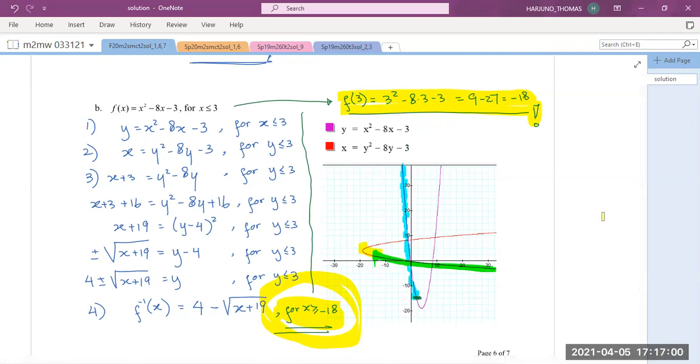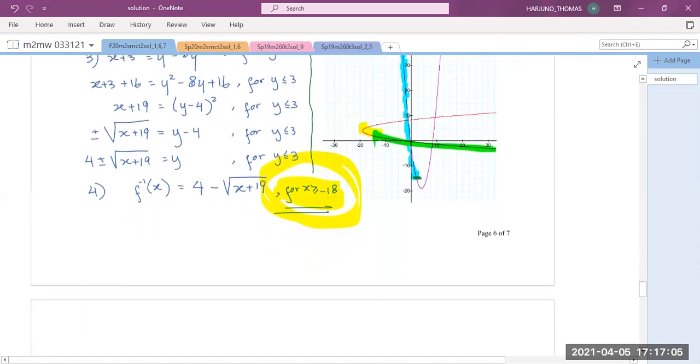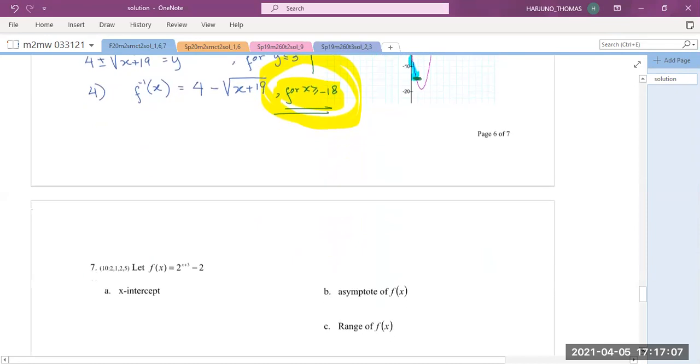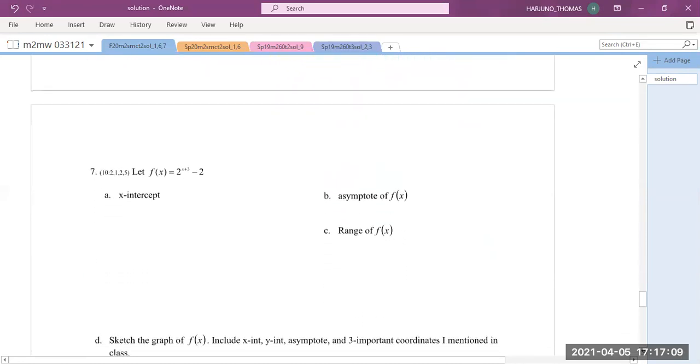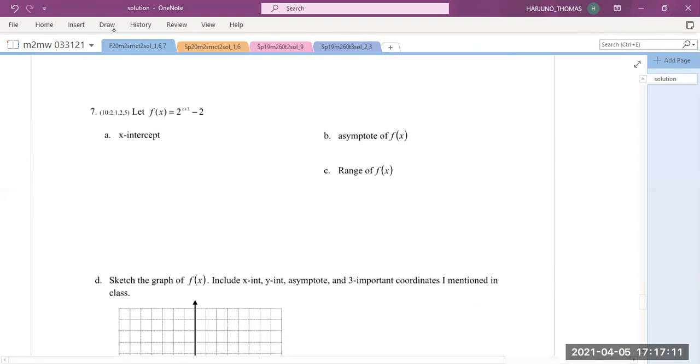Okay, now let me go on to number 7, the last question for this section. At least then, starting from now, you have one full old test that you can study from. Number 7, you have f(x) equals an exponential function minus 2. So find the x-intercept.